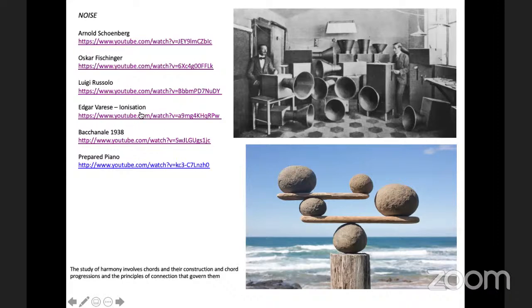Varèse, I'm not going to go there, but he was a French composer who composed almost exclusively for percussion. So again, I don't know if you can access that. I hope so. You can go and check this out, or write his name down, you'll find it. But I want to come to the prepared piano.